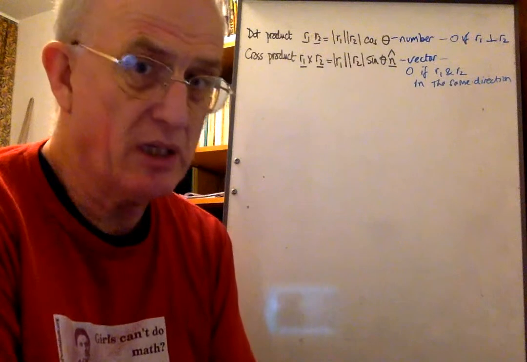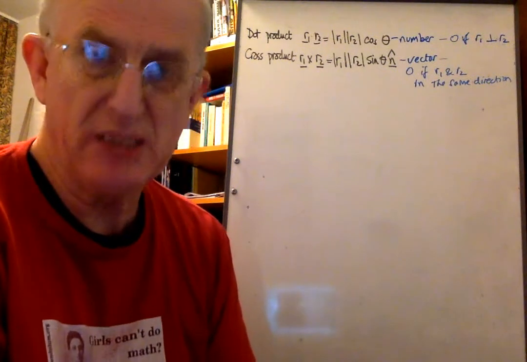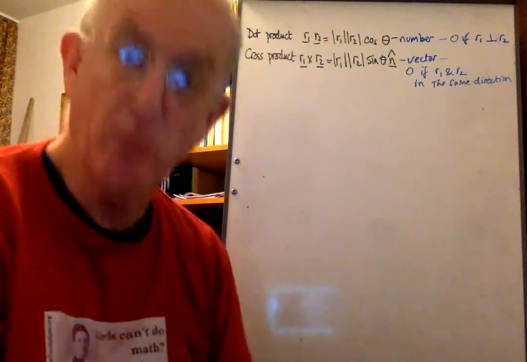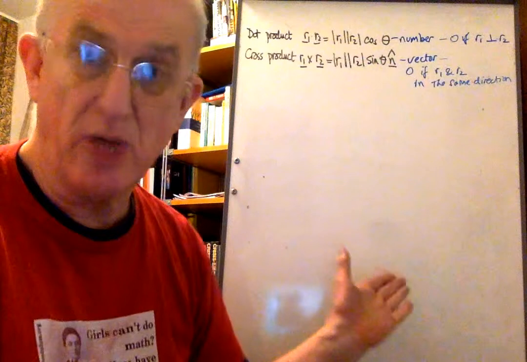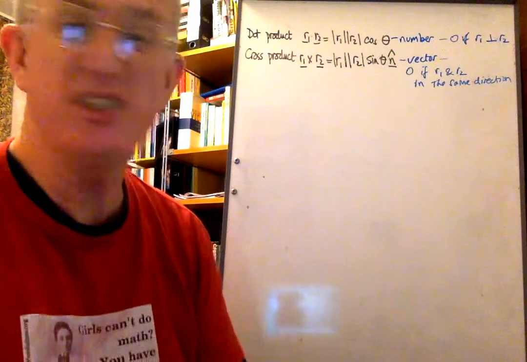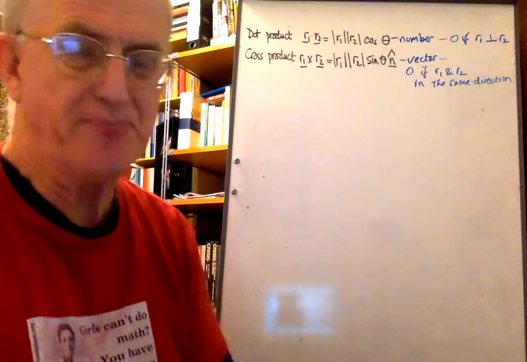They don't work like multiplications of ordinary numbers or multiplications of complex numbers or even multiplications in matrices. A lot of the rules that work for those other multiplications just don't work here. In the case of dot product, you multiply together two vectors, you don't even get another vector. You get an ordinary number.